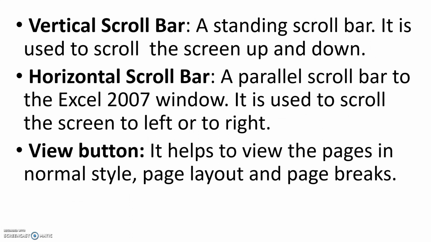Vertical scroll bar, a standing scroll bar. It is used to scroll the screen up and down. Horizontal scroll bar, a parallel scroll bar to the Excel 2007 window, is used to scroll the screen to left or to right. View button, it helps to view the pages in normal style, page layout, and page break.